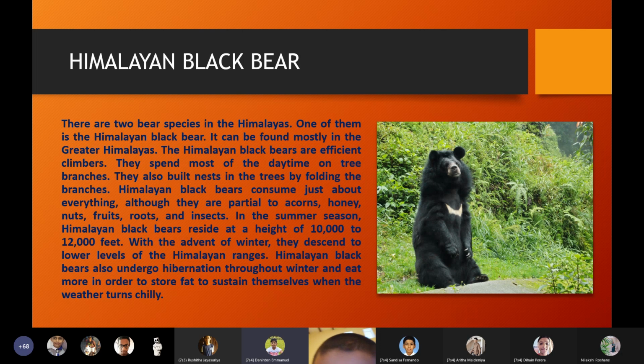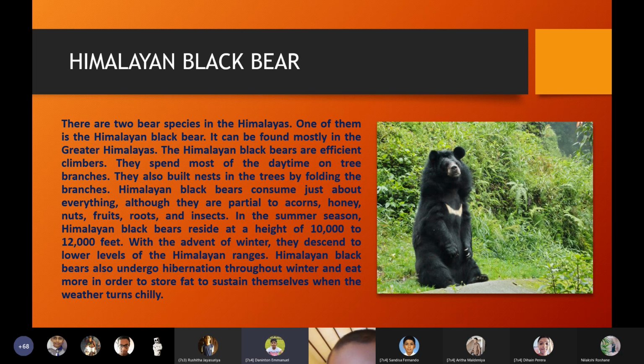The 5th most amazing is the Himalayan black bear. There are 2 bear species in the Himalayas. One of them is the Himalayan black bear. It can be found mostly in the Greater Himalayas. The Himalayan black bears are efficient climbers. They spend most of their daytime on tree branches. They also build nests in the trees by folding the branches.